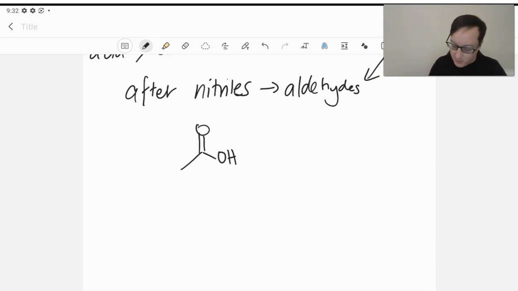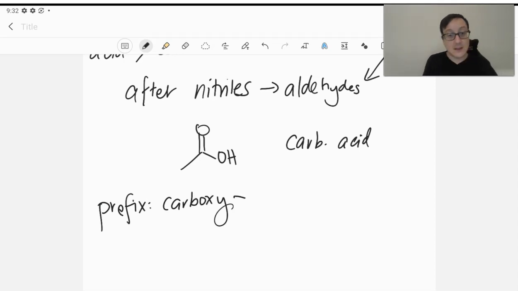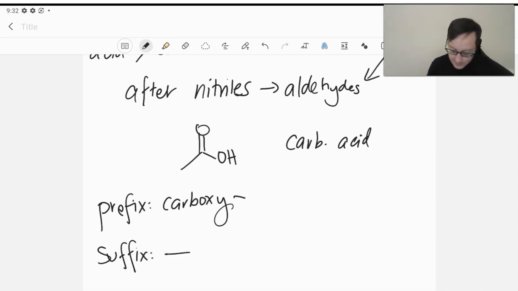What we do for carboxylic acids, the prefix is carboxy, although we do not normally see this because this will only come into play if we have multiple carboxylic acids and one of them is not on your longest chain or on a ring or something. And the suffix term is oic acid.